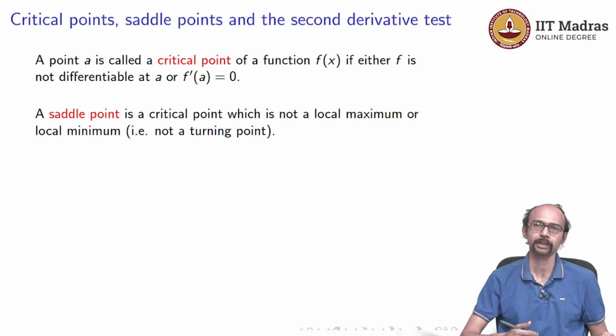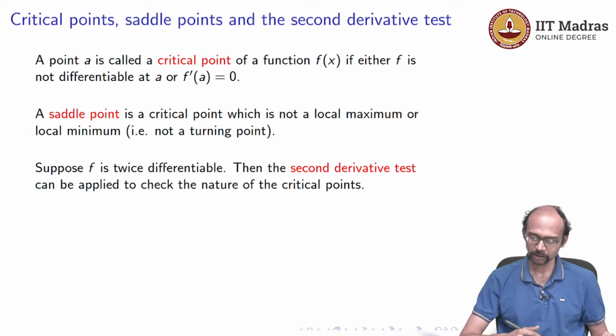So remember, turning points are local maxima or local minima, and a saddle point is one where the derivative is 0 but it is not a turning point, or it may not be differentiable. Suppose f is twice differentiable, then we have the second derivative test, which we can apply to check the nature of the critical points.